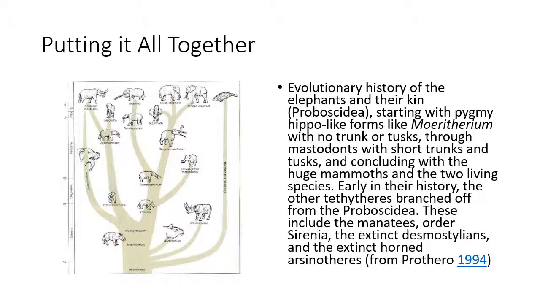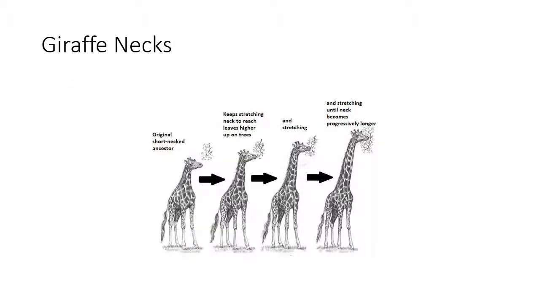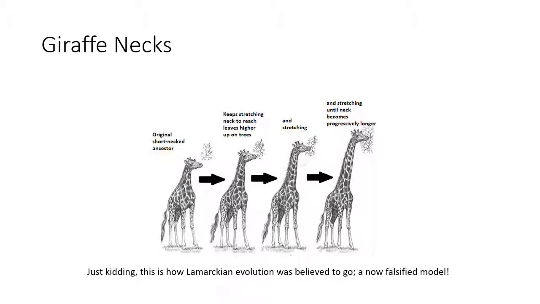We have all of these different types of species here, and so on and so forth. You could read the caption if you want. You can go ahead and pause that. Here's giraffes. So basically you have a short necked giraffe, and then they just stretch their neck, and then they just got bigger and bigger and bigger. Just kidding, that's Lamarckian evolution.